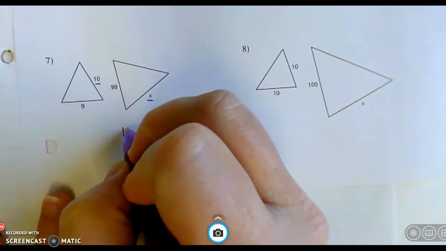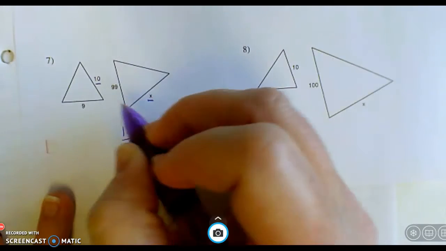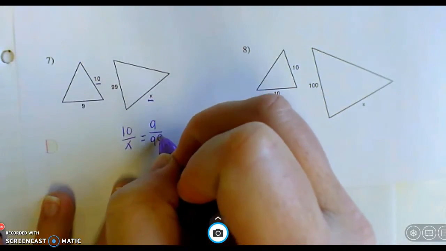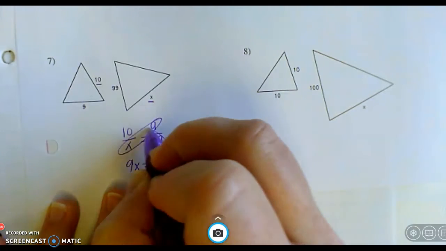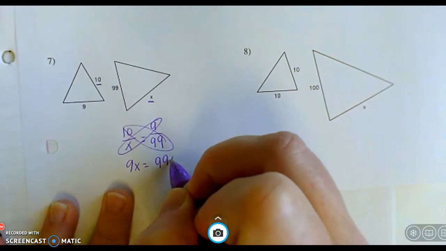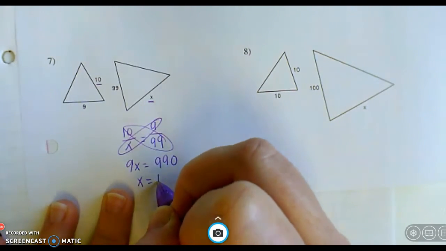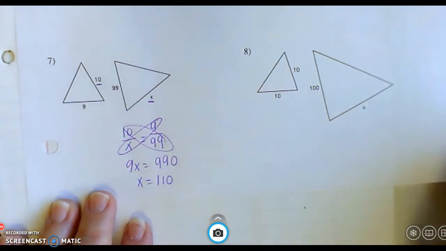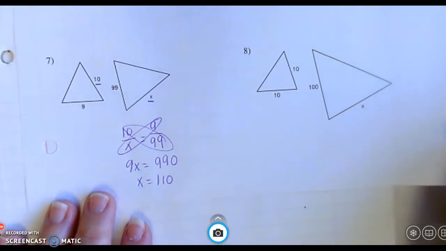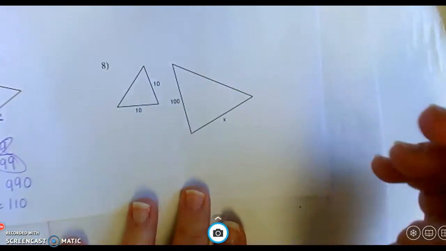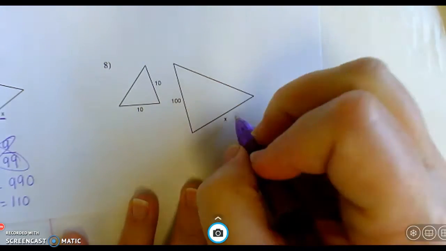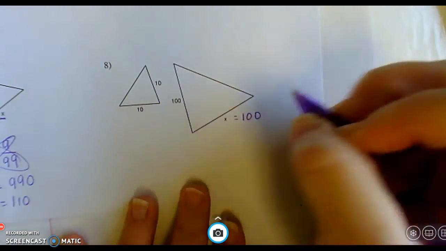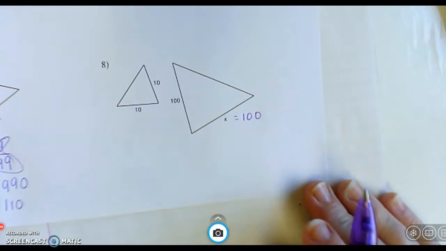So if I start with 10, I'm going to divide it by x, and then we'll have 9 over 99. Cross multiply, so 9x equals 990. Divide by 9, so x is 110. Number 8, it's interesting that these are the same. Well, that means these are going to be the same. You don't even need to solve. We can just know that that's going to equal 100.